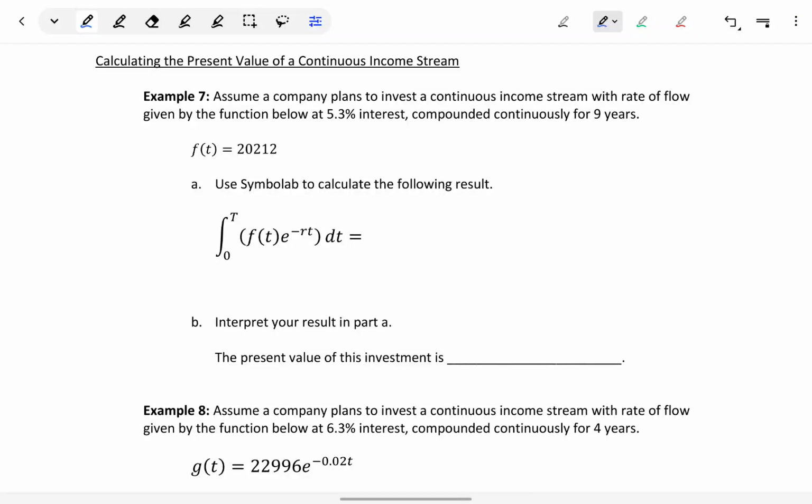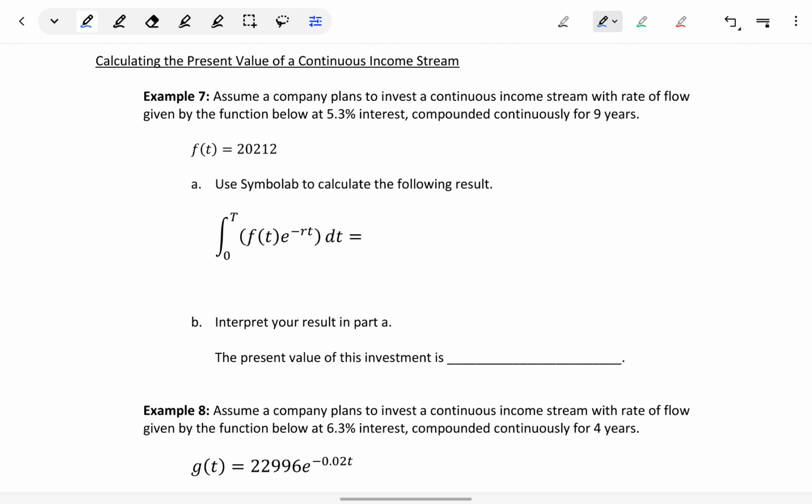In examples 7 and 8, we want to calculate the present value of a continuous income stream, which could be used for something like creating a valuation of an investment. Or assuming a company plans to invest a continuous income stream with a rate of flow given by the function below at 5.3% interest, compounded continuously for 9 years.